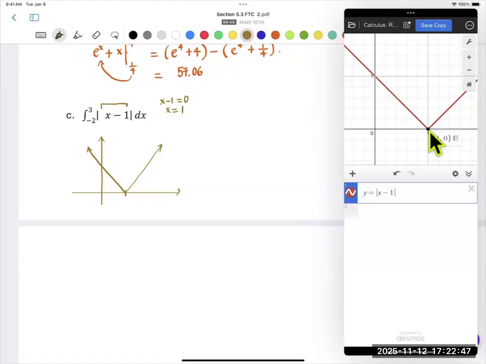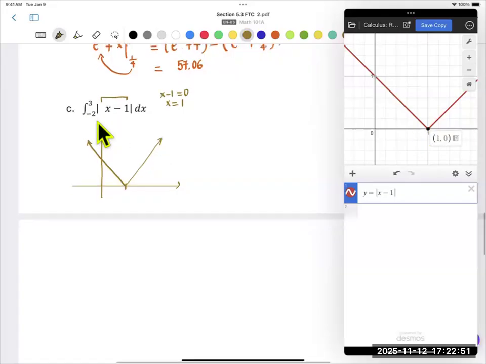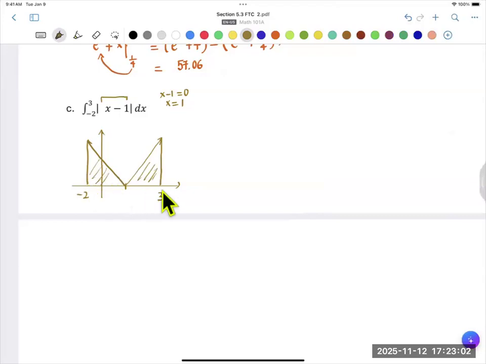So 1 is where you have a sharp corner, and you want to find the area under this absolute value function from -2 to 3. So we're going to have to find the area of this. You can use geometry to find that, or you can use the definite integral. In order to do the definite integral, we need to break it into two different integrals. You can separate at the sharp corner, which here is 1.